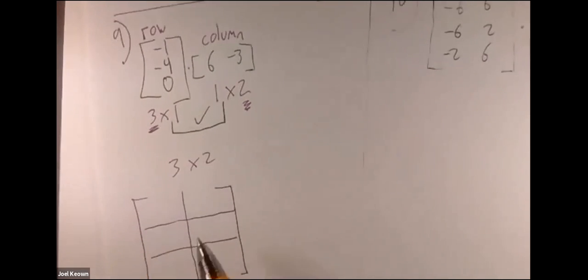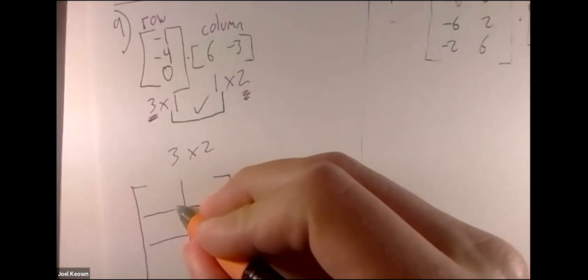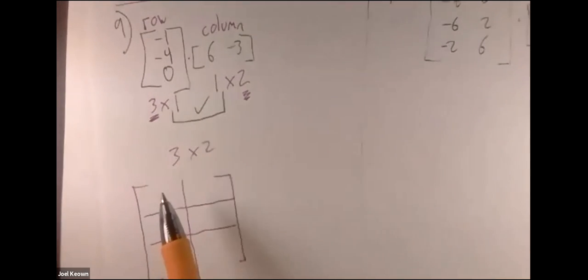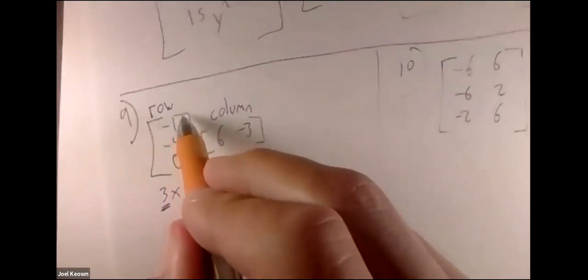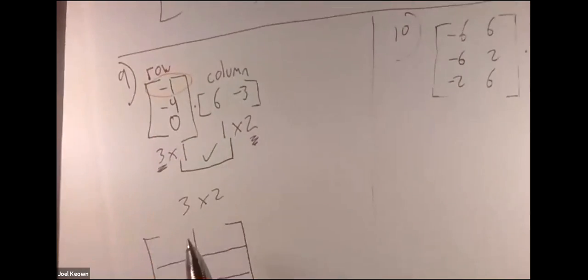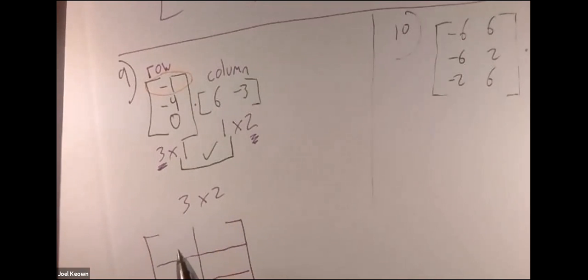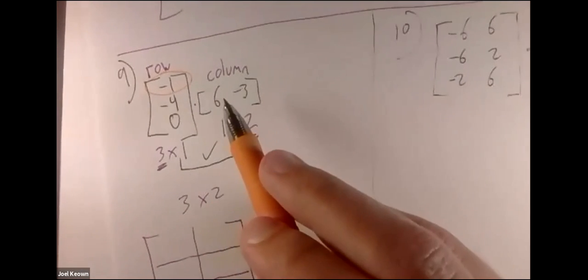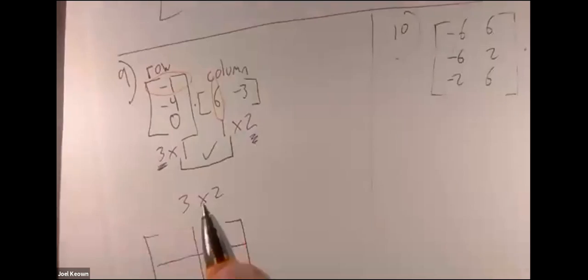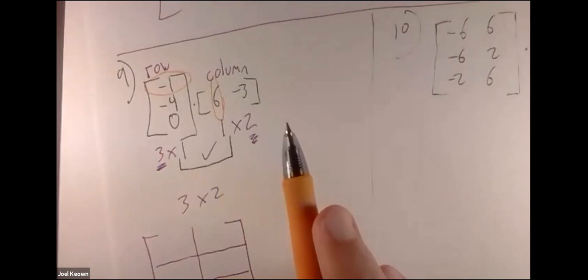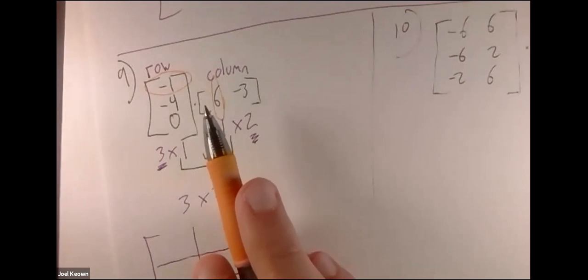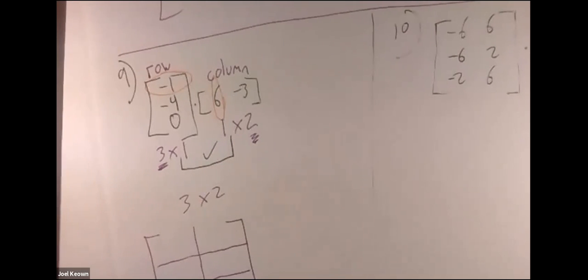So I'm going to pick a box, and it doesn't really matter which box. So I'll start with this one right here, this first box. This box is in the first row of my answer. So I'm going to look at the first row of my row matrix, okay? This box is in the first column, so I'm going to look at the first column in my column matrix. Now, these only have 1 number in them. Sometimes I'll have more than one, that's okay. I'm going to multiply those numbers together. -1 times 6 is -6. Let's pick a different one.